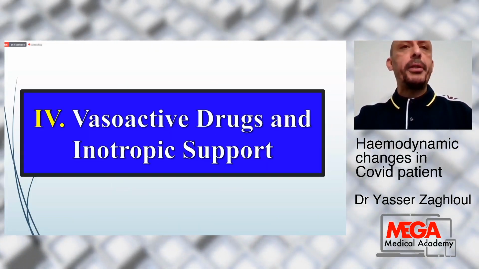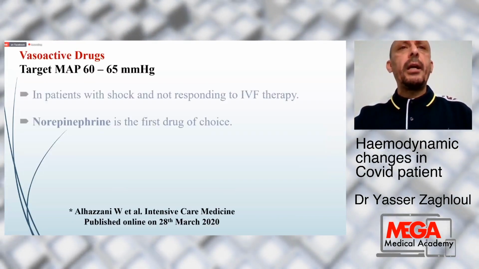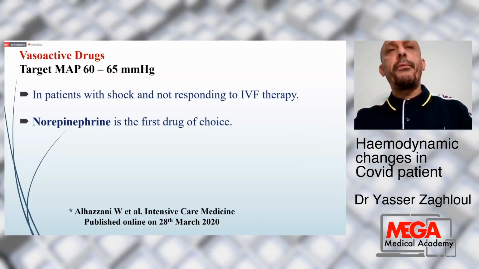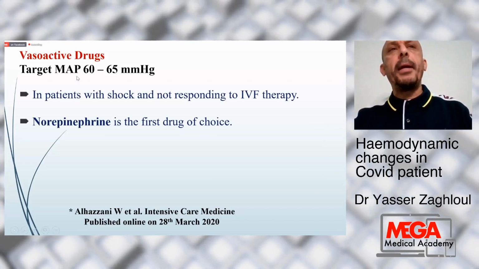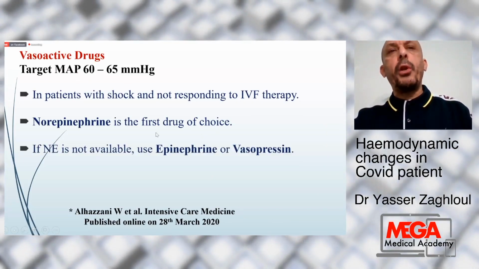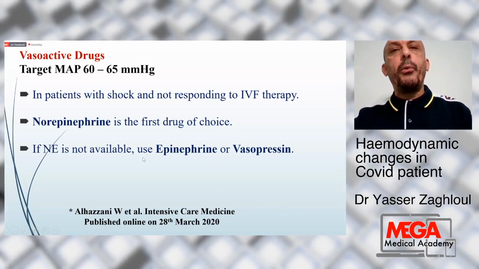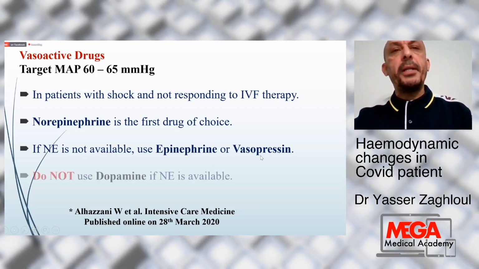Now we will come to the first point, the vasoactive drugs and inotropic support. The current recommendation is to use fluids and nor-epi to maintain MAP between 60 and 65. And nor-epi is always the first drug of choice. If nor-epi is not available, you may use epinephrine or vasopressin.